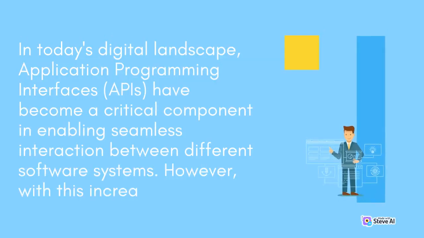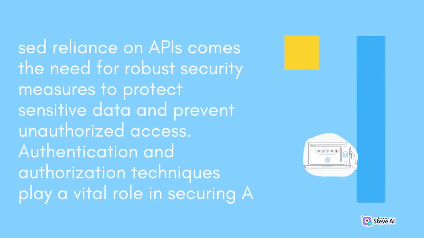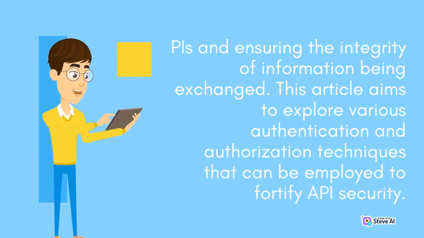In today's digital landscape, application programming interfaces, APIs, have become a critical component in enabling seamless interaction between different software systems. However, with this reliance on APIs comes the need for robust security measures to protect sensitive data and prevent unauthorized access. Authentication and authorization techniques play a vital role in securing APIs and ensuring the integrity of information being exchanged. This article aims to explore various authentication and authorization techniques that can be employed to fortify API security.